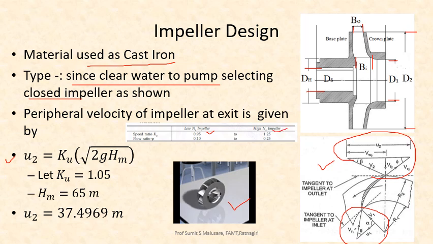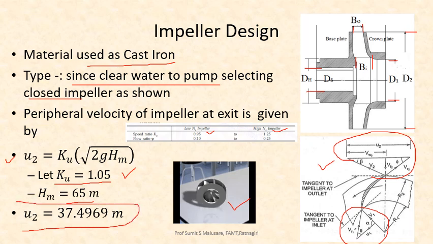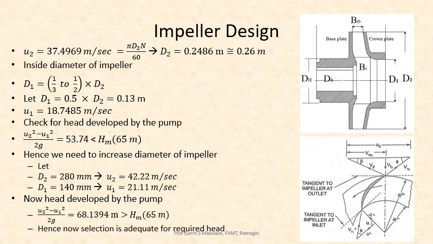Now our value of the specific speed comes out to be 20 point something, and the range is between 15 to 40, and that's why I have to consider the value nearer to 0.95. So I have assumed the value of Ku is equal to 1.05, Hm 65 meters. From this I have got the value of u2 as 37.4969 meters. Now from u2 is equal to pi into d2 into n divided by 60, the diameter comes out to be 0.2486 meters. So I have considered a somewhat higher value, that is 0.26 meters.